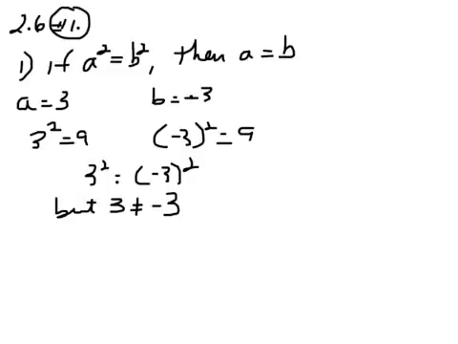Basically what this gets into is that just because you square two numbers and they have the same value when they're squared doesn't mean they were the same when they started. A positive number and a negative number, when you square them, they both have the same result.